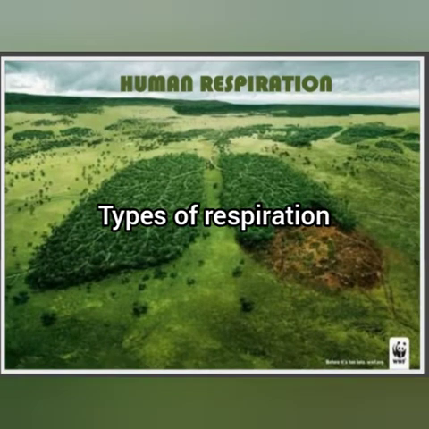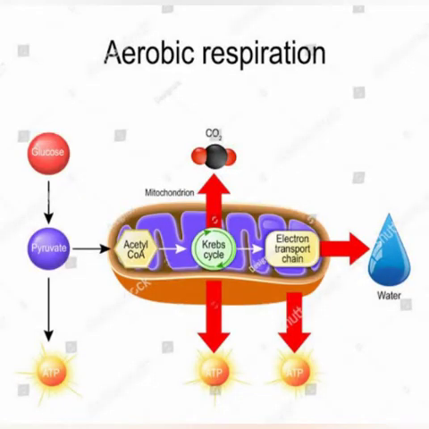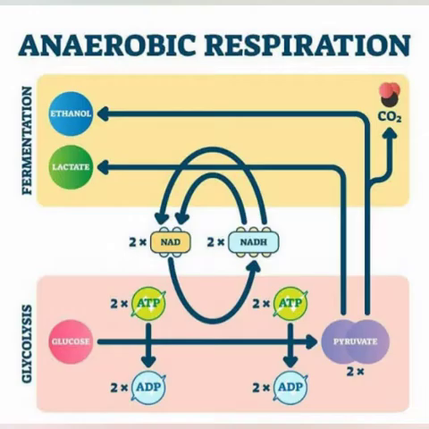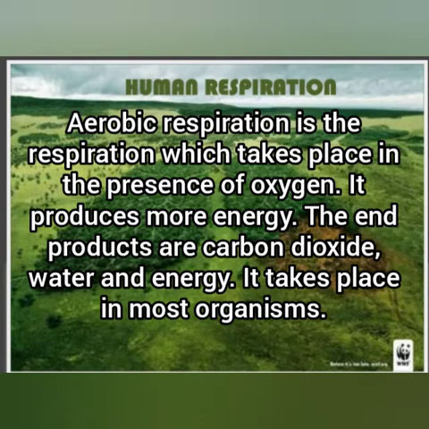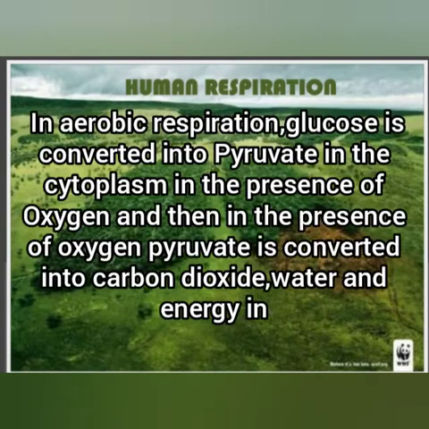Types of respiration: aerobic respiration and anaerobic respiration. Aerobic respiration is the respiration which takes place in the presence of oxygen. It produces more energy. The end products are carbon dioxide, water, and energy. It takes place in most organisms.